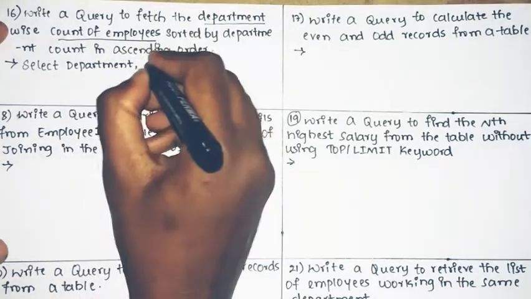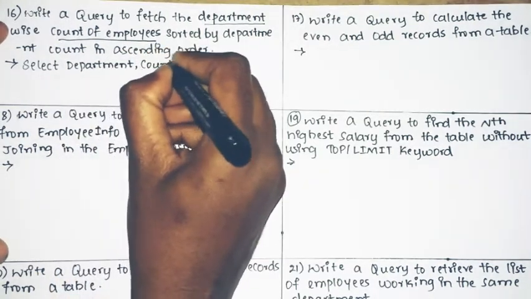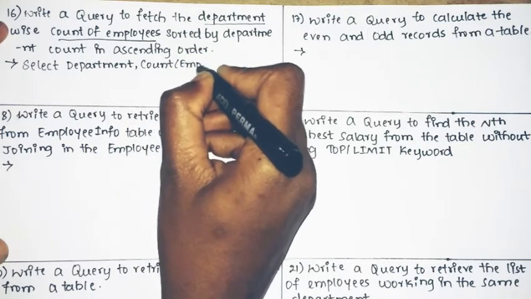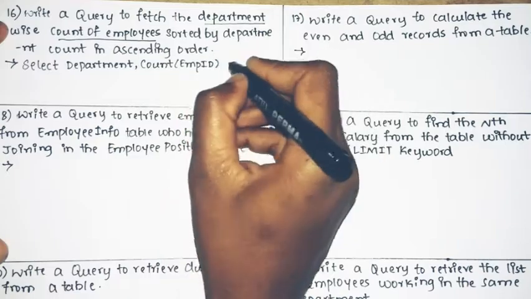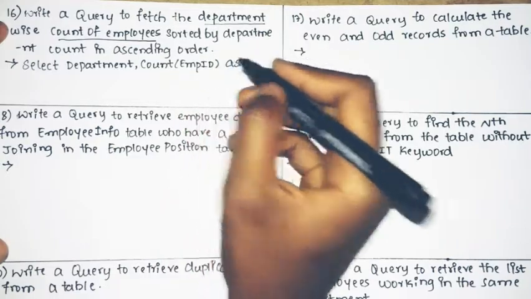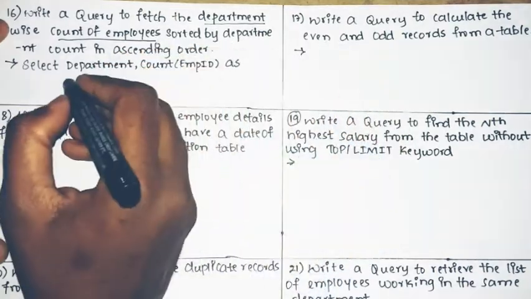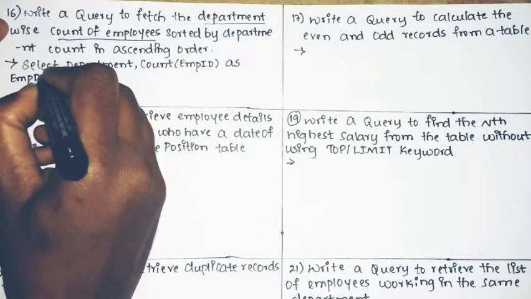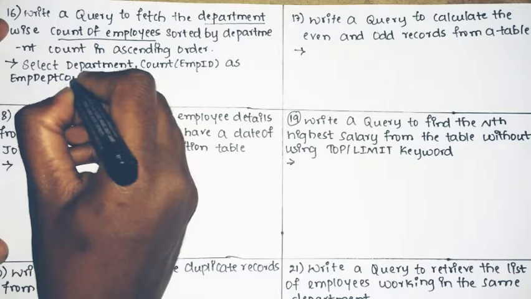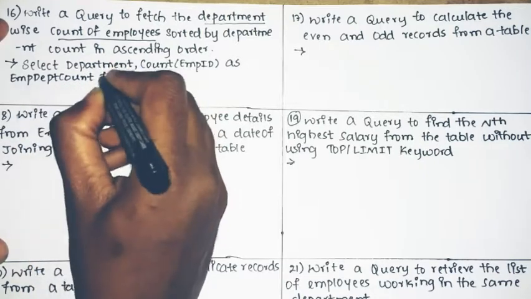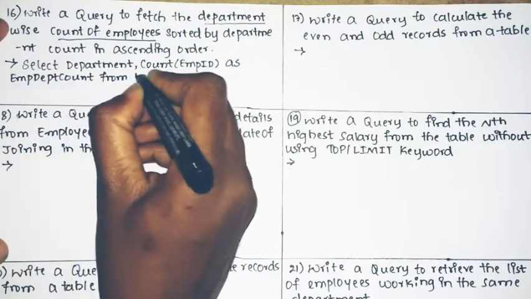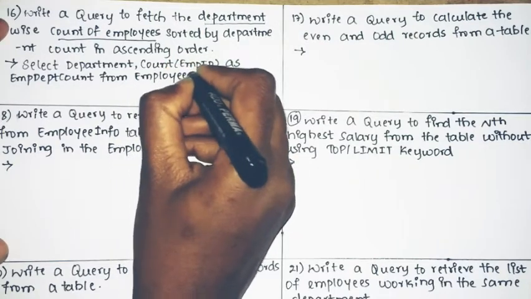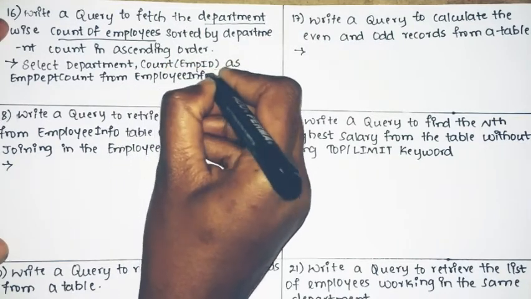comma, then after that what you need is, in this case employee ID, so you need the count of employee ID, and we shall consider it as the employee department count. So employee department count from the name of the table, which is employee info.